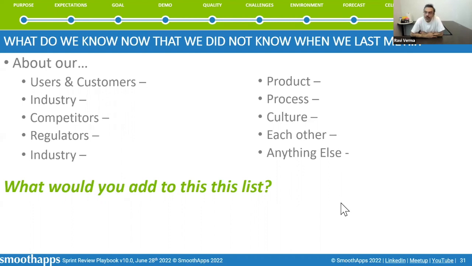Celebrate learning. What do we now know about our market that we did not know at the start of the sprint? Celebrate that. That is success. Success is not on time, on scope, on budget. Success is learning every sprint.